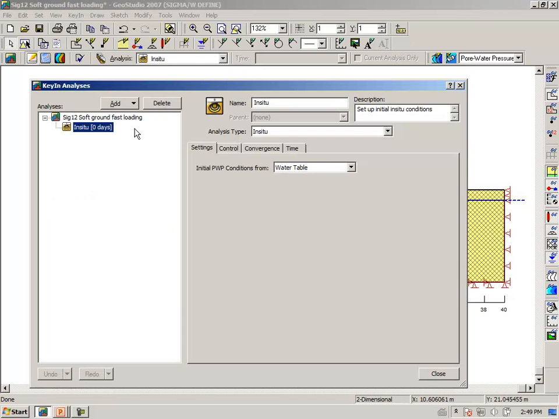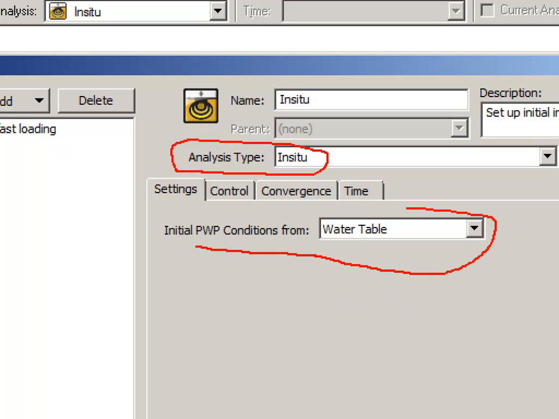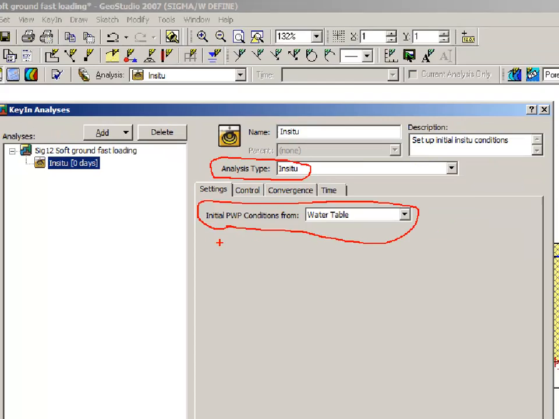Key in on the analyses. Notice that we have here an in situ type of analysis, and we are going to get our initial pore water pressure conditions from a definition of a water table.